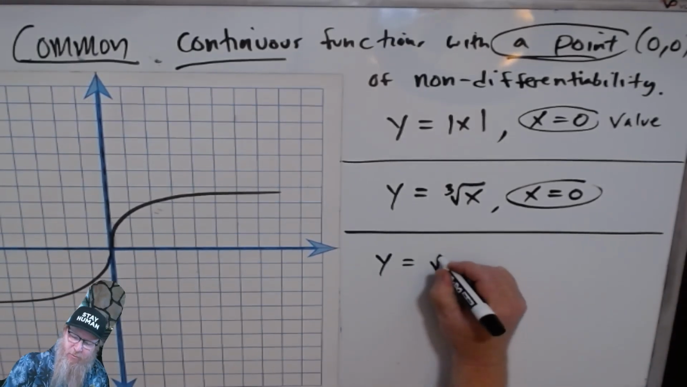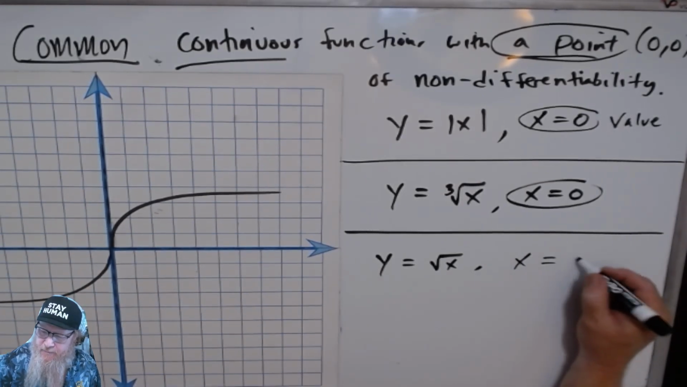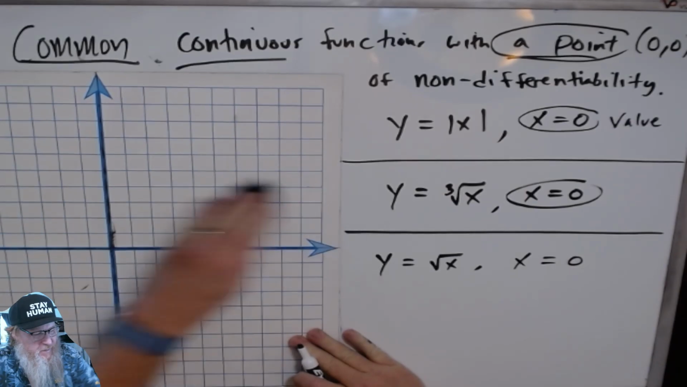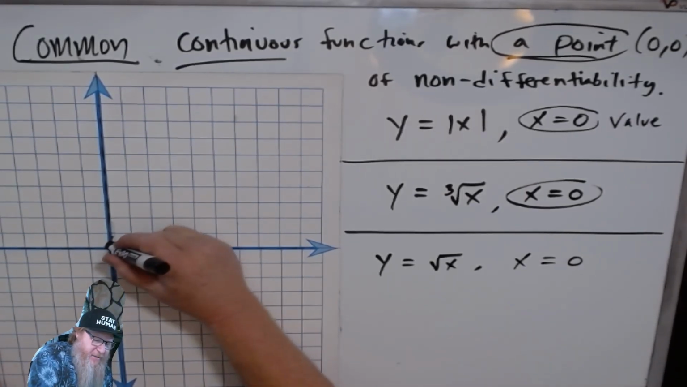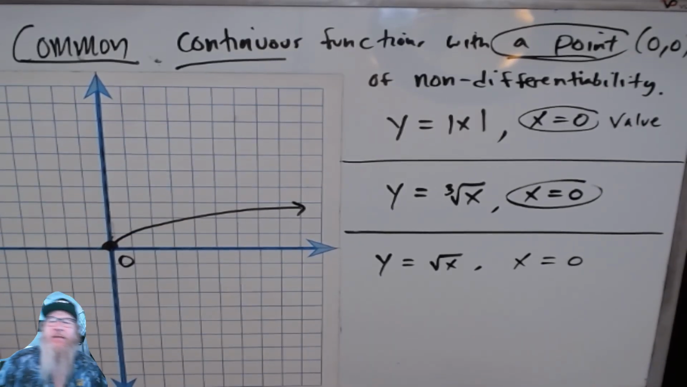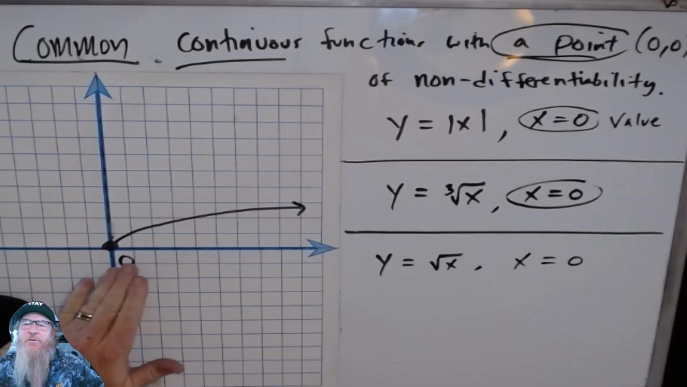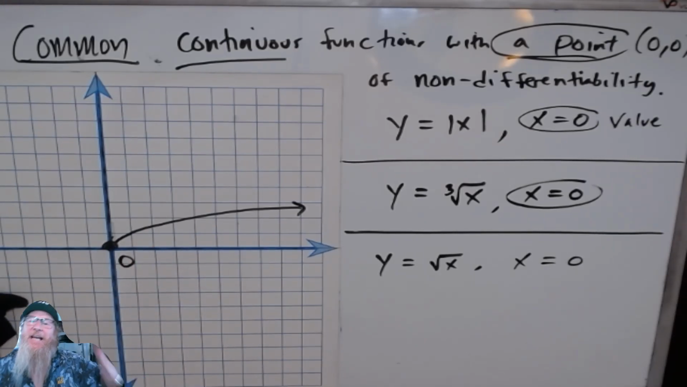The square root is not differentiable at 0 either, because it's a terminal point. It's a discontinuity. The graph sort of stops right there, and it does not continuously connect on the other side.